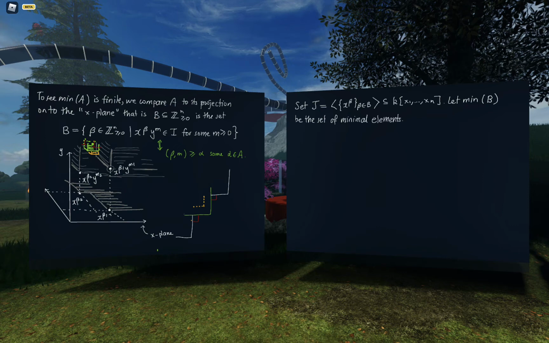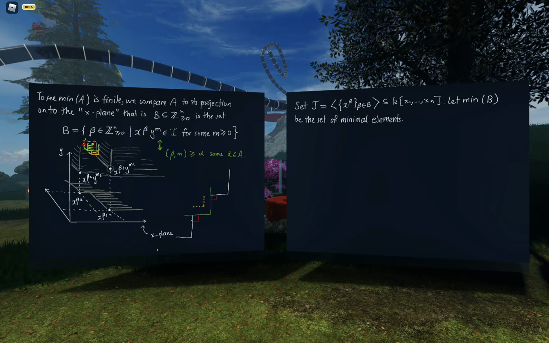Now I want you to keep in mind that B was the shadow of everything in I, not just minimal elements, right? So what I drew in the picture was x to the beta 1, which was the shadow of x to the beta 1, y to the m1, which was minimal. But something out here, there's an x to the gamma here, which comes from something deep inside that cube, right? x to the gamma, y to the 1000, say. That's also something that belongs to B, that gamma.